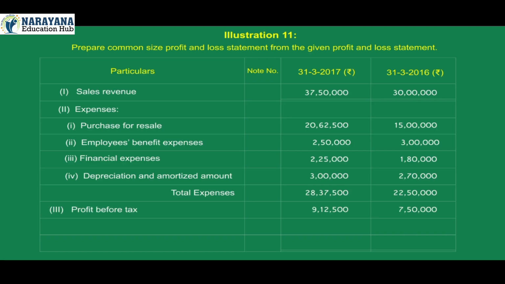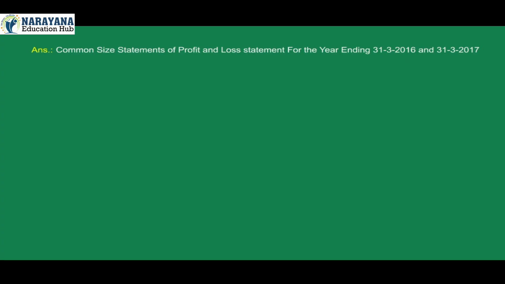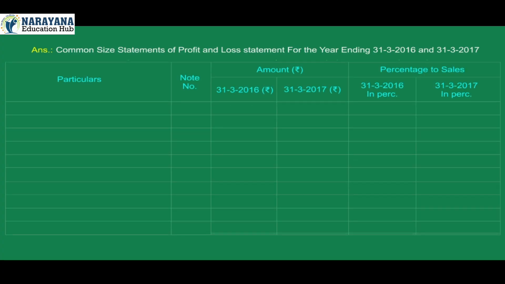3. Profit before tax, 9 lakh 12,500, 7 lakh 50,000. 4. Less income tax 30%, 2 lakh 73,750, 2 lakh 25,000. 5. Profit after tax, 6 lakh 38,750, 5 lakh 25,000. Answer. Common size statements of profit and loss statement for the year ending 31st March 2016 and 31st March 2017. Particulars, note number, amount, 31st March 2016, 31st March 2017. Percentage to sales, 31st March 2016 in percentage, 31st March 2017 in percentage. 1.